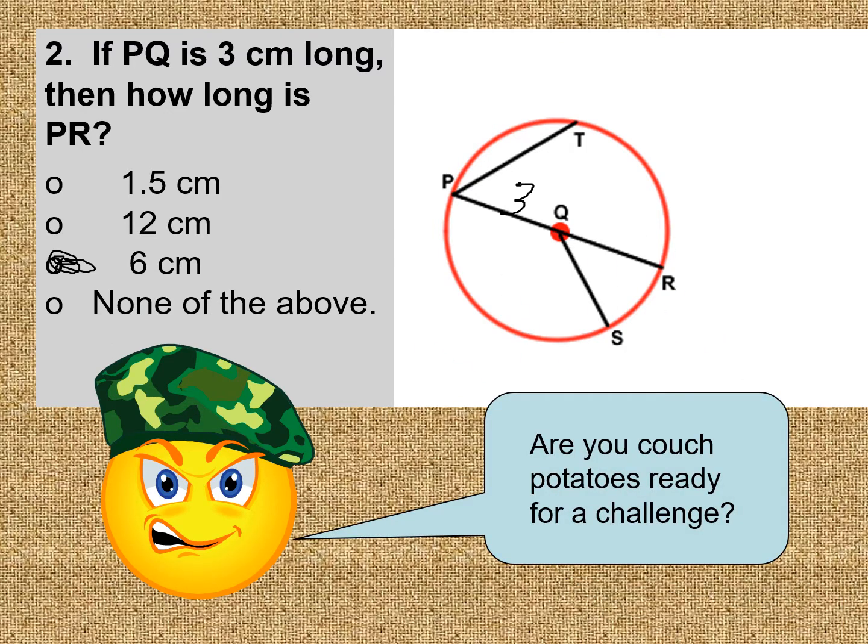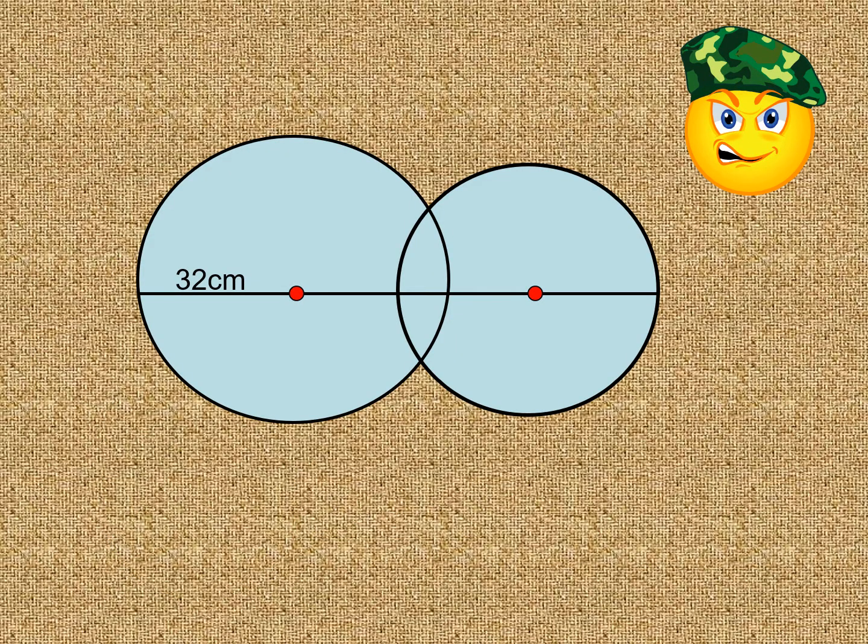All right, now for a challenge. See, we're in basic training. Yeah. If we've got one radius of 32, the other one's 20, and that little piece in the middle is 5, can you find these missing pieces? Think about it.